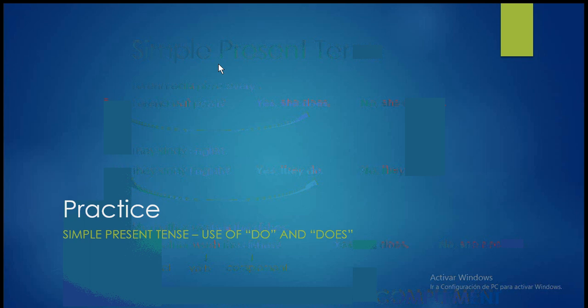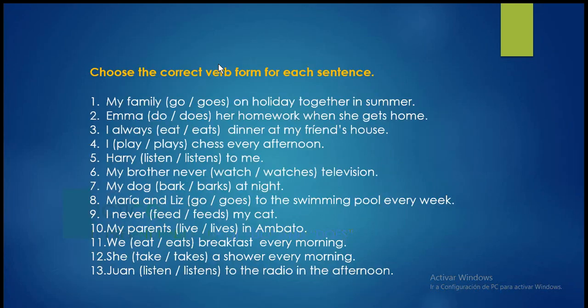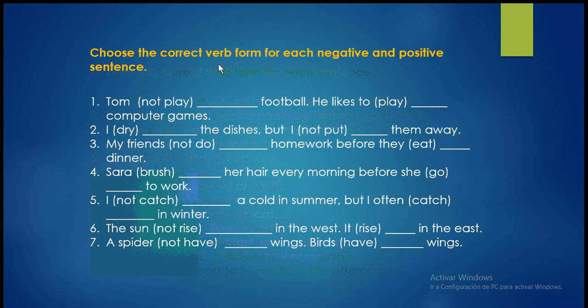We have a practice here for you to do at home. Choose the correct verb form for each sentence. All the answers of these exercises of this practice we are going to check during the next video conference, that is in 2 weeks, okay? Good. We have more here just to use the correct verb form for each negative and positive sentence.